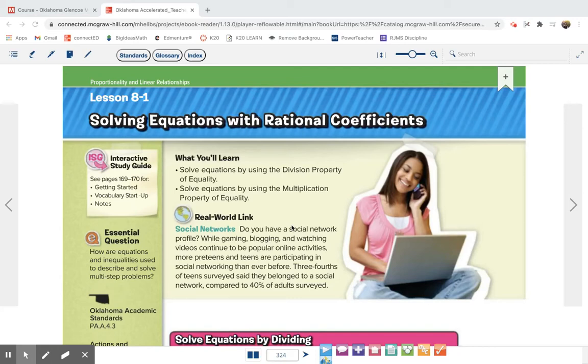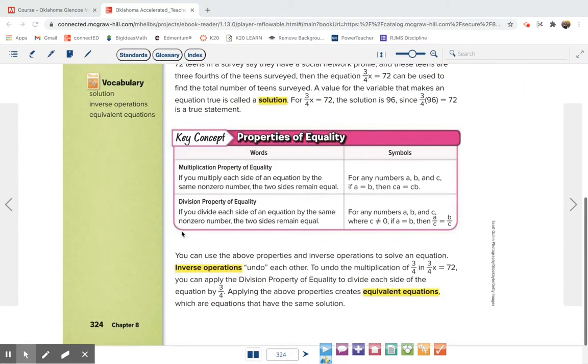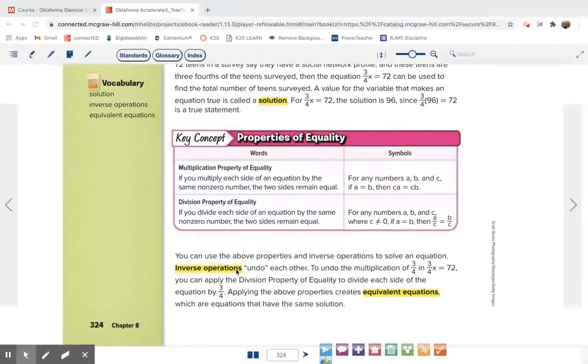So this is lesson 8-1, solving equations with rational coefficients. The first thing we're going to talk about is called inverse operations. You've heard that word before. A number's inverse is where you take it and flip it. So the example they show right here is 3 over 4. The inverse of that would be 4 over 3.